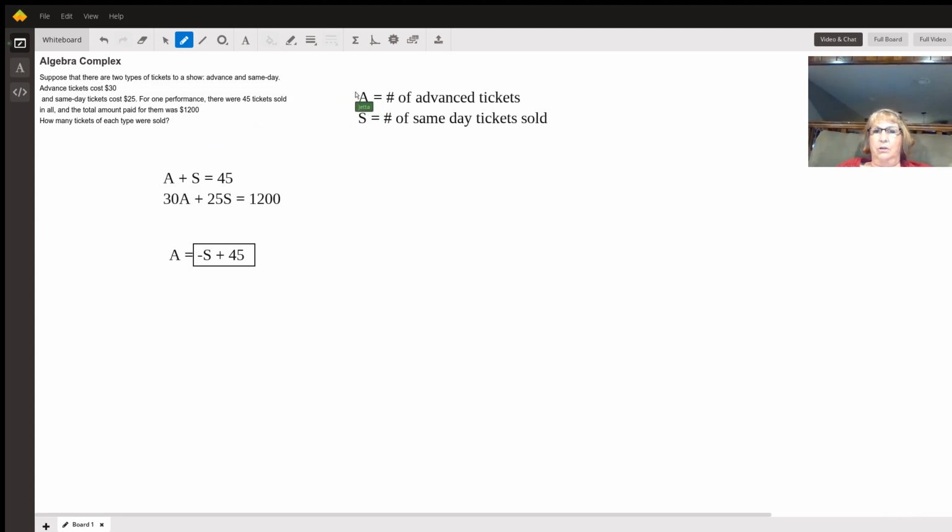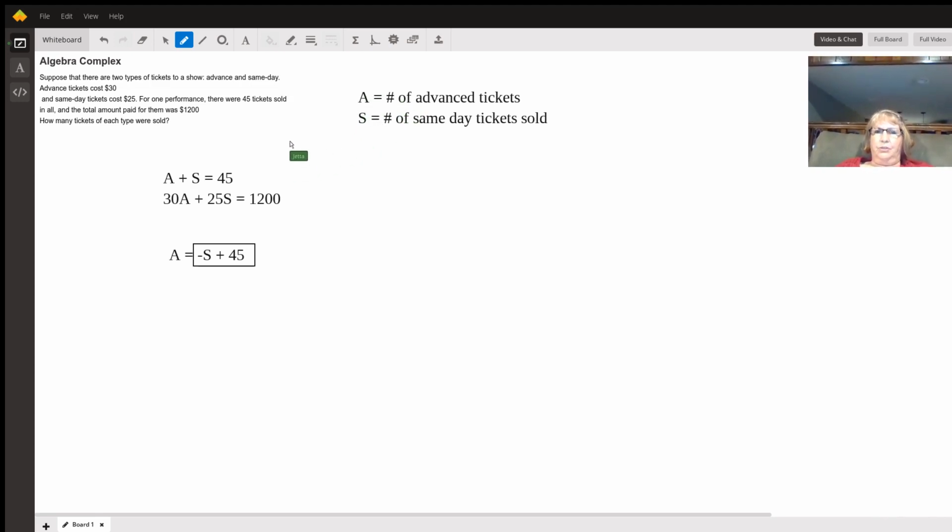And that's why I started over here by setting up what I wanted my variables to mean. I like to name them things that go with what they mean. You could use an X and a Y, but then at the end of the problem, you may not know whether X was my advanced tickets or my same day tickets. So if you set them up using variables that make sense, A for advanced, S for same day, that's what I set up first.